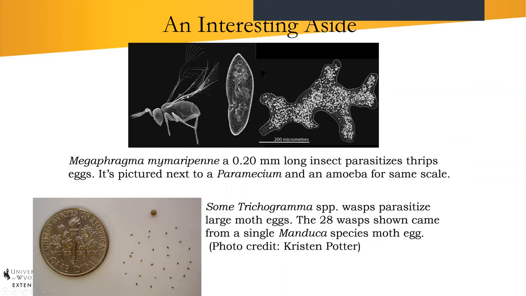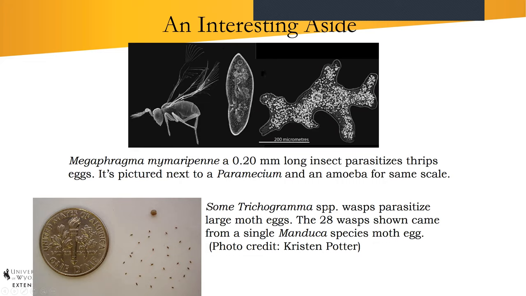And they are an egg parasitoid. And so they're very small. This is a paramecium. This is an amoeba. And so this insect is about that same size as these single-celled organisms. They attack thrips eggs. And so the female will lay her egg inside the egg of a thrips, and then it will complete its development entirely within that egg.